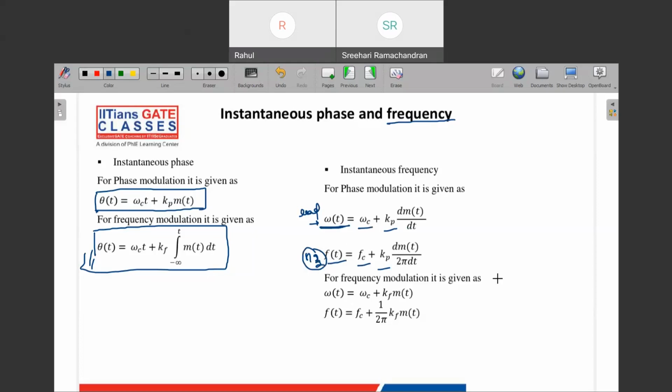Now in the case of frequency modulation, again, to calculate the instantaneous frequency, we need to take this phase and do the derivative with respect to time. When you do that, you'll get omega(t) equal to omega c plus kf m(t). So in the case of phase modulation, the instantaneous frequency is proportional to the derivative of the message. In the case of frequency modulation, the instantaneous frequency is proportional to the message. That is the difference. And again, when you go from radian to hertz, f(t) is equal to fc plus 1 by 2 pi kf into m(t).